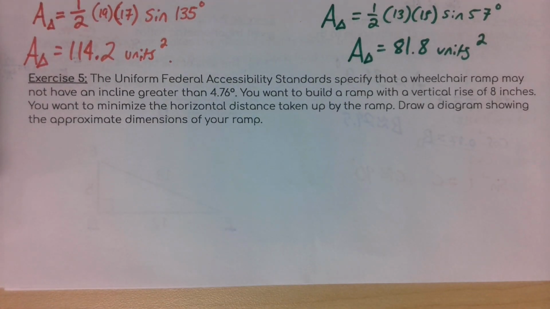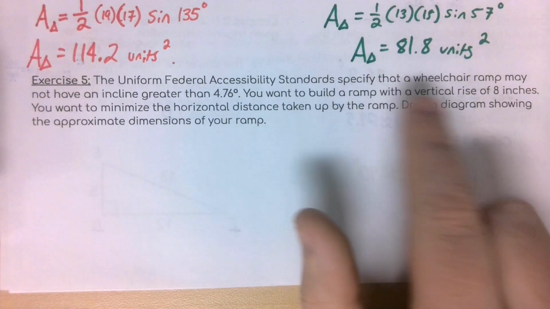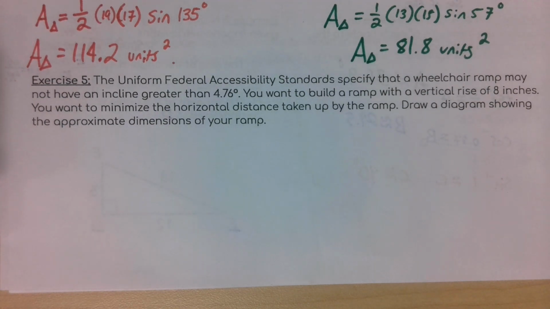The Uniform Federal Accessibility Standards. This is a set of standards set for different accessibilities, such as wheelchairs. They specify that a wheelchair ramp should not have an incline greater than 4.76 degrees. In other words, they don't want it to be a huge angle because then wheelchairs won't be able to get up them. 4.76 degrees is a very shallow angle.